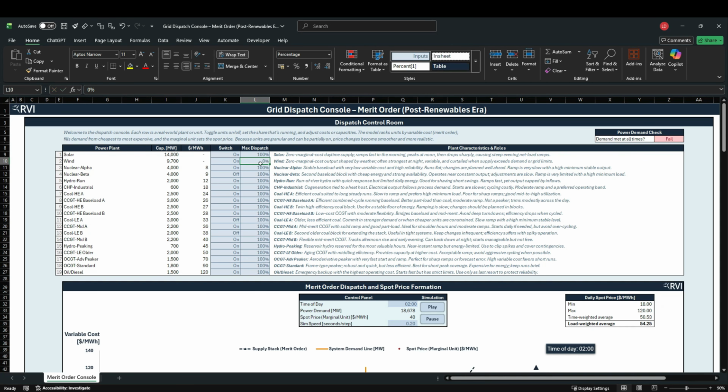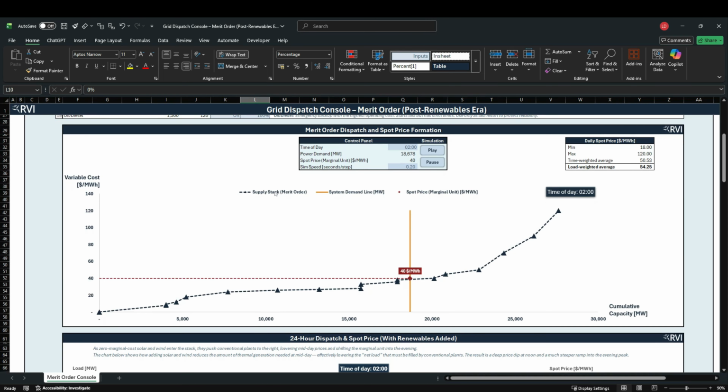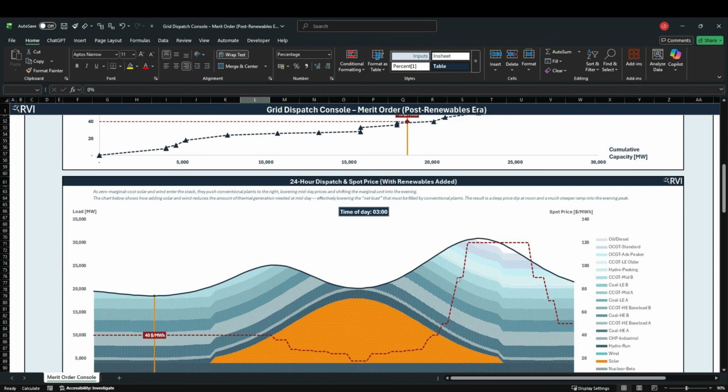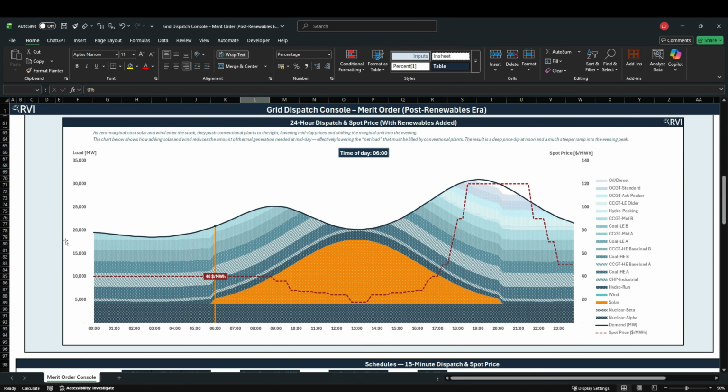Lastly, let's drop wind to 0, assuming a calm evening. We can observe how the right-hand peak becomes difficult to serve fully. Our demand check flips to fail. In practice, operators would curtail load, meaning industrial customers such as production factories would be asked to pause their production because available firm capacity is insufficient to meet demand.